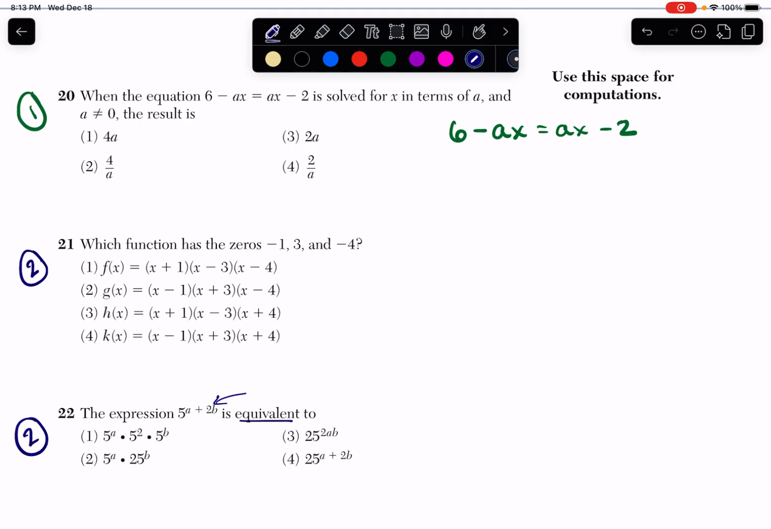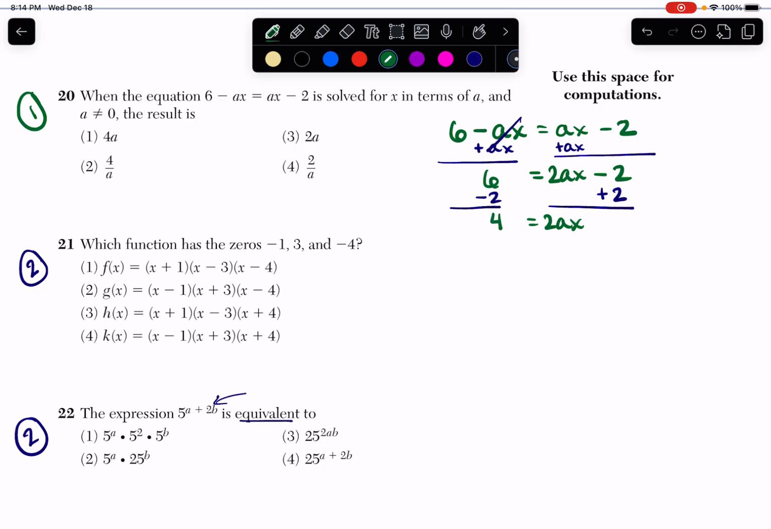So first I'm going to get all of my x's together. I'm going to add ax on both sides. That gives me 6 equals, I have ax plus ax will give me 2 ax's. So if I add ax to both sides, I get 6 equals 2ax minus 2. Now I'm going to get my constants together. So I'm going to undo that minus 2 by adding 2. 4 equals 2ax.